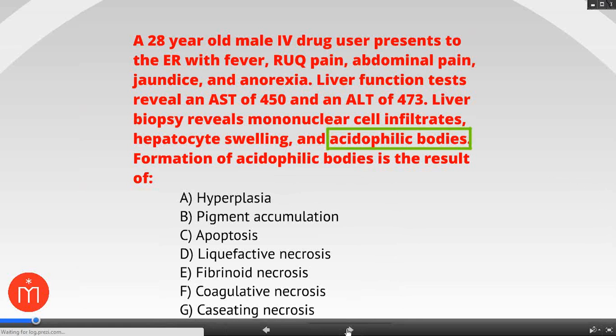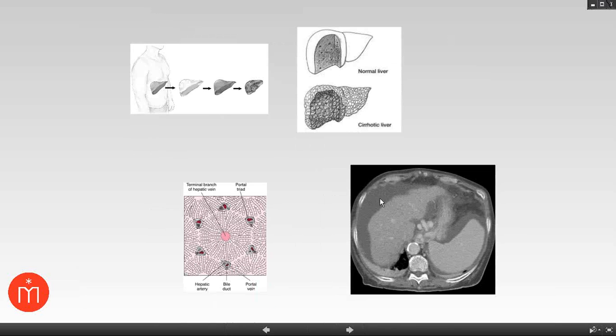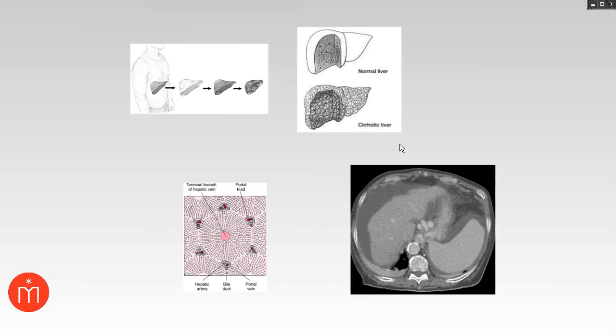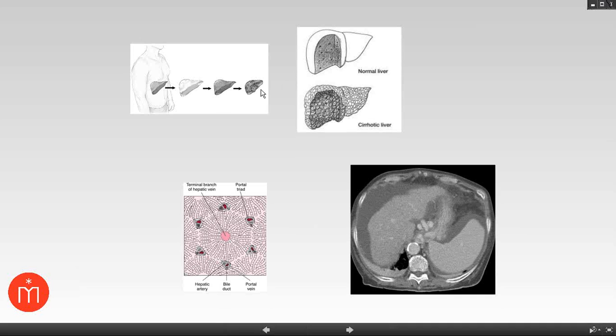Okay, so before we do a full analysis of this question and try to get to the right answer, let's do a little bit of a review of liver in general. We're going to look at the liver from a gross perspective. We're also going to look at the liver from a histological micro perspective, and we're going to review a little bit of imaging that is relevant for any type of USMLE liver-based question.